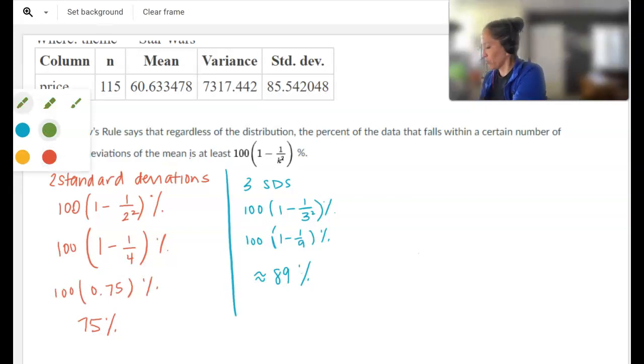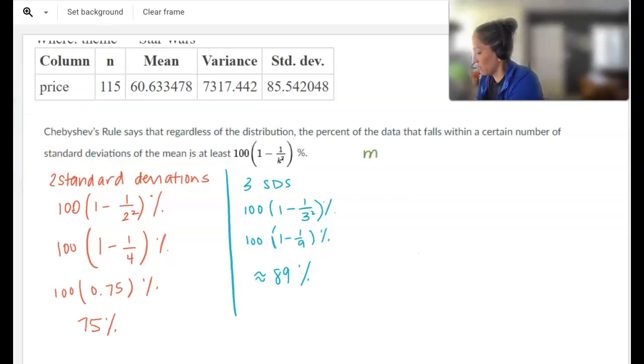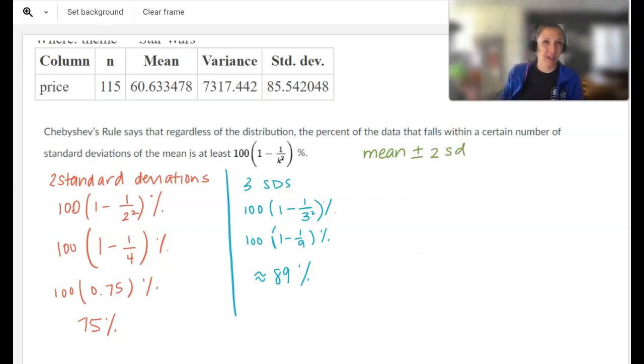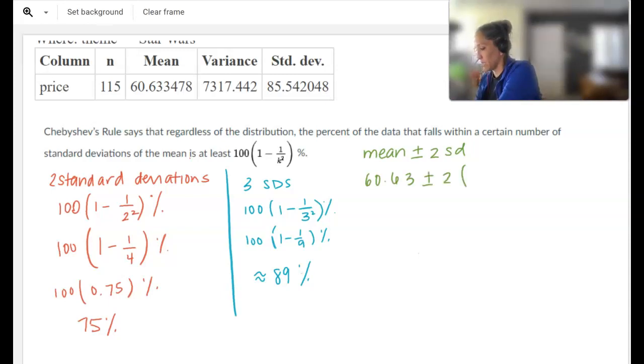All right. So we're thinking about this. The mean and within means that we're doing plus or minus 2 standard deviations. This is actually going to be a really common sort of formula and structure that we'll use later in the course when we start doing some inferential statistics with our confidence intervals. So we have a mean of, I'm going to go ahead and round because it'll be close enough, 60.63 and our standard deviation of 85.54.